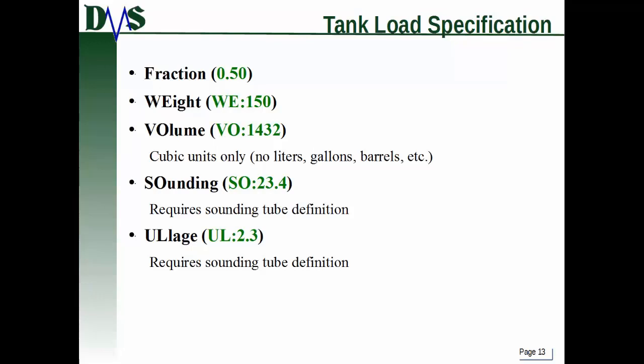Now, here's a catch. You only specify volume in cubic units. So if you have your unit specified in GHS for meters, for example, then this 1432 is 1,432 cubic meters. So with the load command, you don't get to do liters or gallons or barrels or anything like that. It's only cubic units. So that's going to be cubic meters, cubic feet, so on.